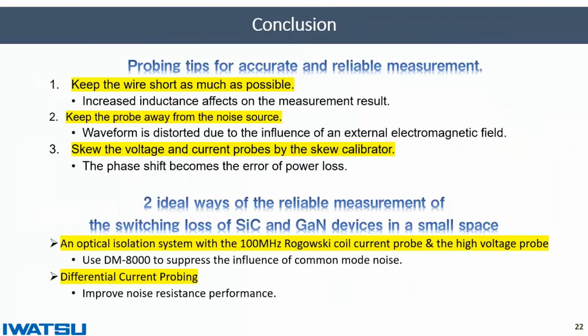In conclusion, when you attach your probes on the DUT, keep the wire length as short as possible. Keep the probe away from the noise source. Skew the voltage probe and the current probe. And today's main topic, an ideal solution for the reliable measurement of the switching loss of SiC and GaN devices in a small space, is measuring by the optical isolation system with a 100 MHz Rogowski coil and high voltage probe, or the differential current probe method.